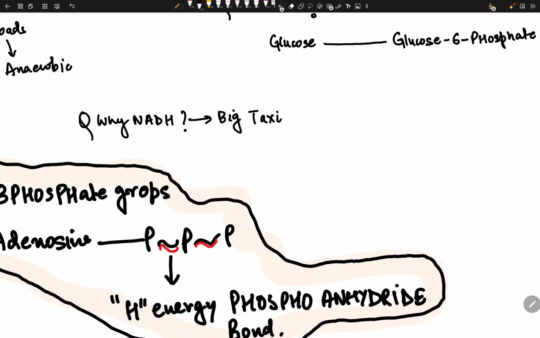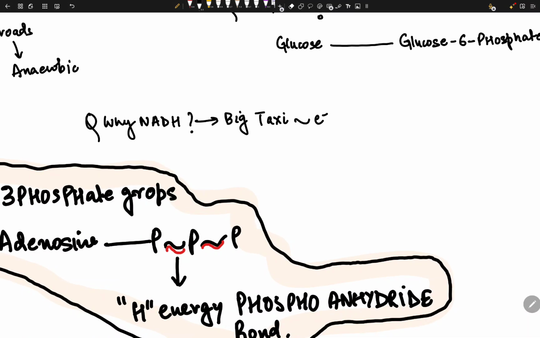Remember this, right? Glucose contains big chemical energy. Some of the energy can be stored as ATP. The rest of it has to be stored as NADH. Later, NADH donates electrons to the electron transport chain in the mitochondria. So it is a big taxi for electrons, right? ATP is the immediate cash. NADH is the money that is deposited in your bank, right?